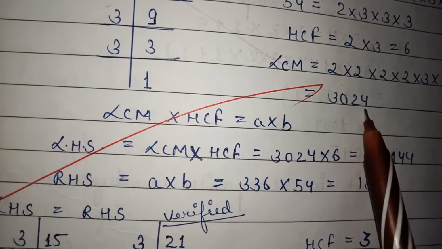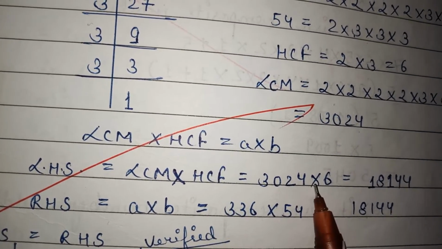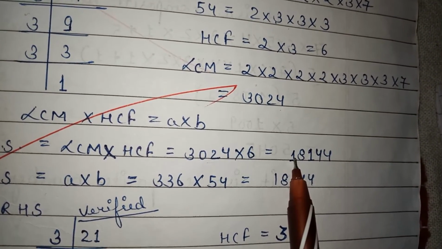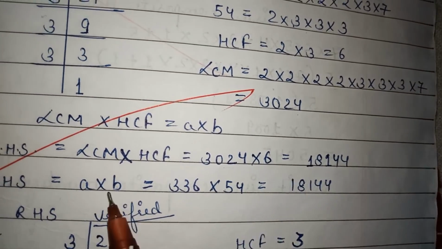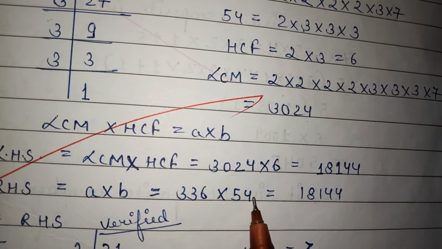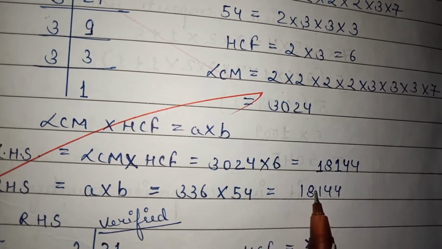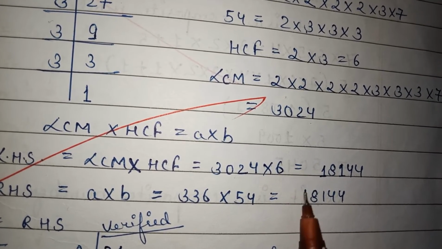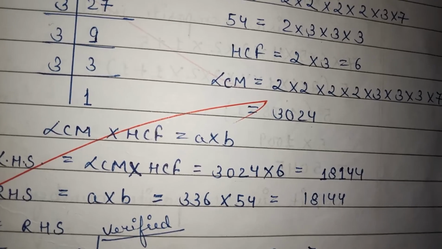Again I will find the product of LCM and SCF, which is 3024 into 6, that is 18,144. Now the product of these two numbers, that is 336 into 54, is equal to 18,144. Again LHS and RHS are both equal, so hence verified.